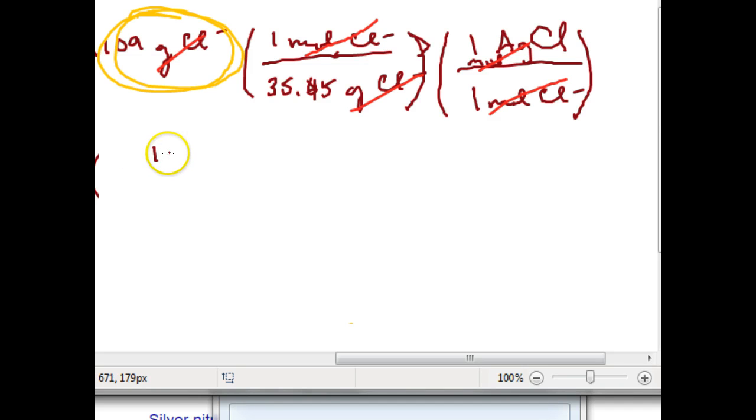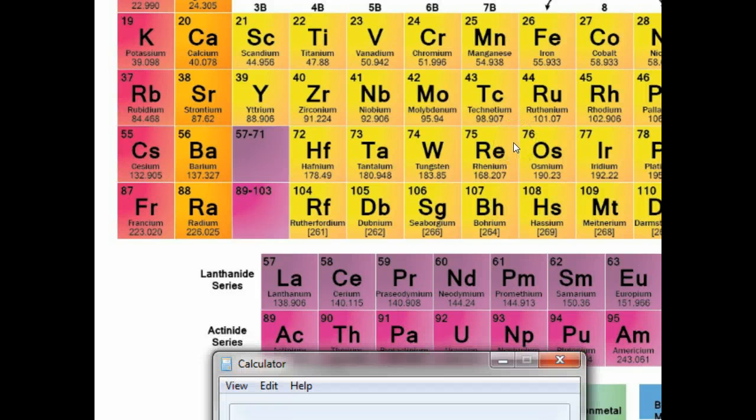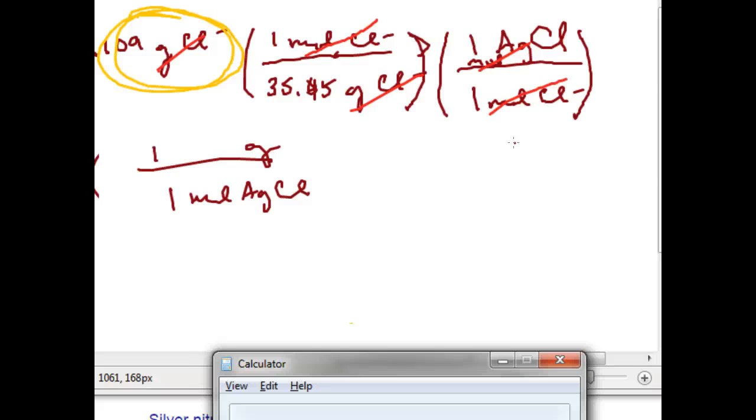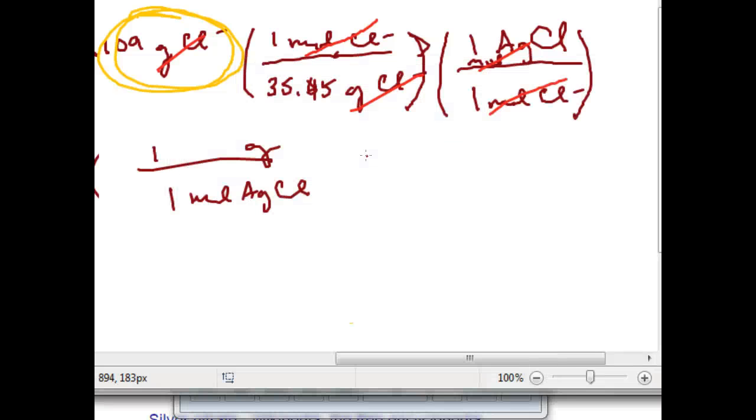AgCl. Okay? And then 1 mole of AgCl is how many grams? I can add that on the periodic table. Silver is 107.9, and chloride ion is 35.45. That's 143.4 grams AgCl. So I canceled some junk. Now the only units left standing are AgCl in grams. That's what I want.